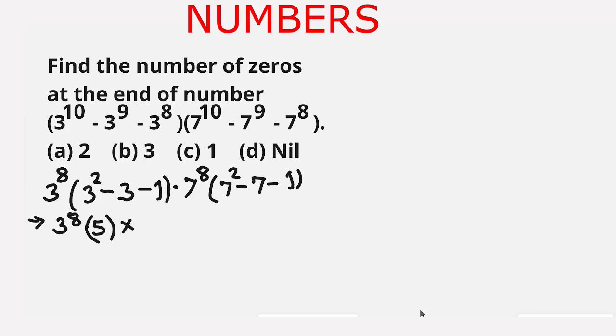Multiplied by 7^8 times (7^2 is 49, 49 minus 7 is 42, 42 minus 1 is 41).